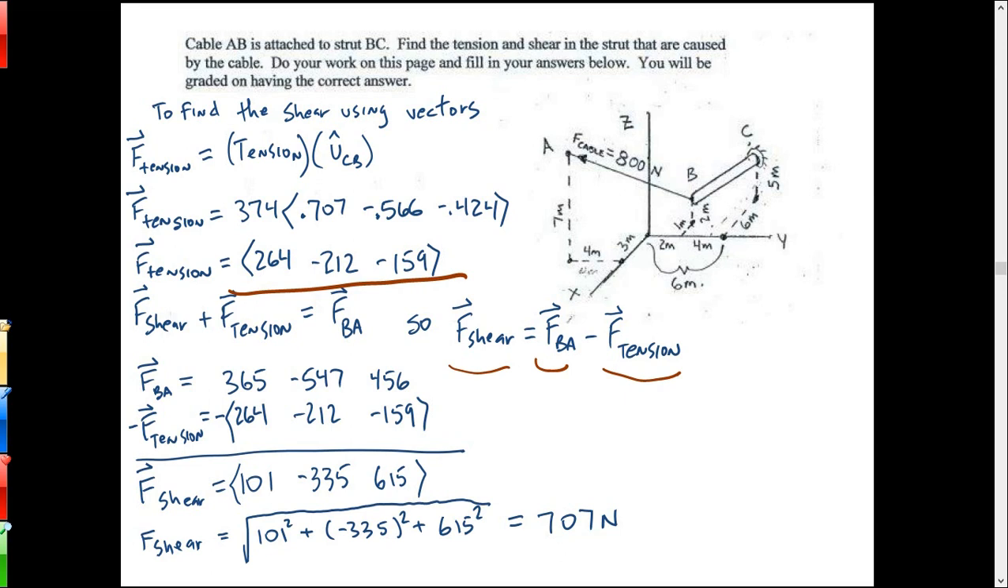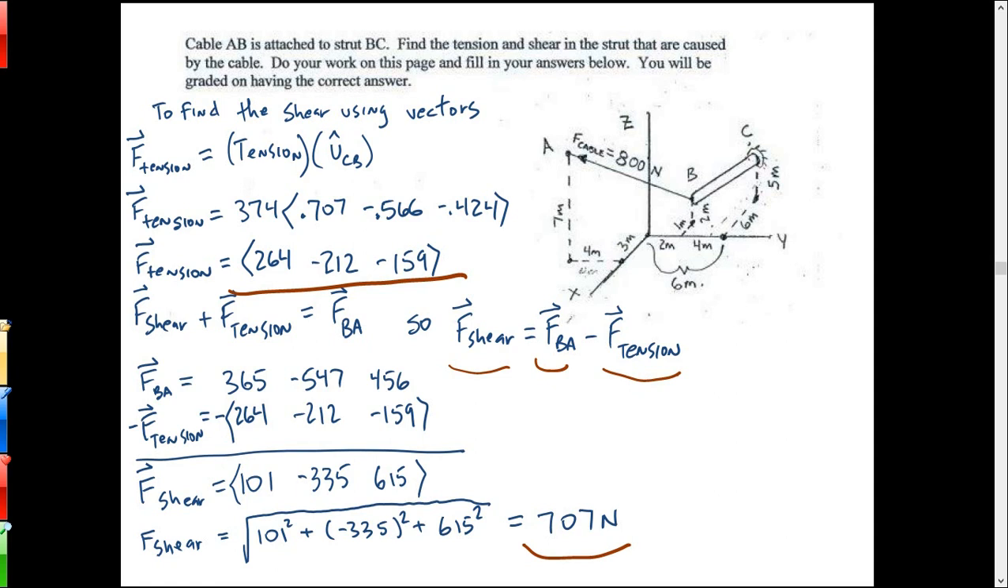And then you could take the square root of the sum of the squares and get the F shear, if you like. So you could do it either way. If all you need is a magnitude, the theorem of Pythagoras method is quicker and easier. But if you need vectors, this is how you would proceed with that.